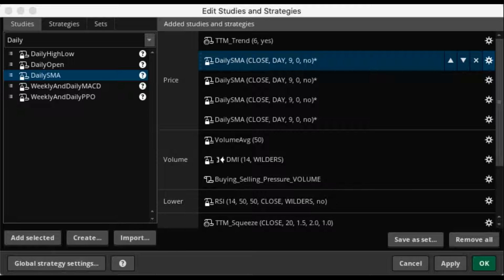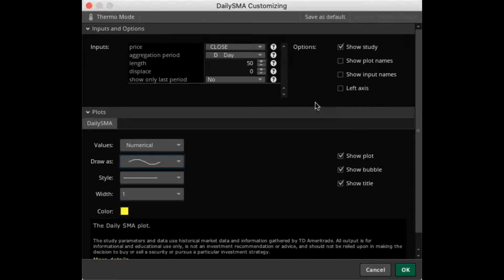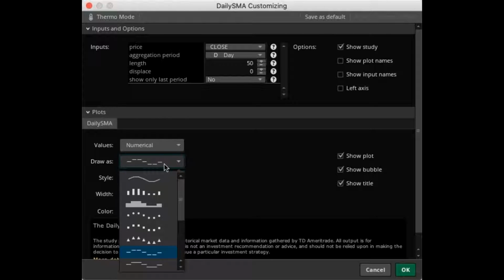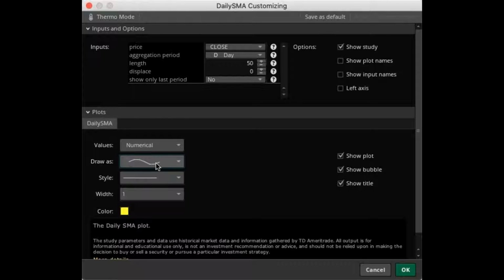So this is what it's going to look like. You're going to leave it on day because that's what you want. And then it's going to look like little dotted dashes. You want to change that to a straight line. Then change the color to yellow, and then push OK. And then do that to all the rest, for the 100, the 200, and the 20.